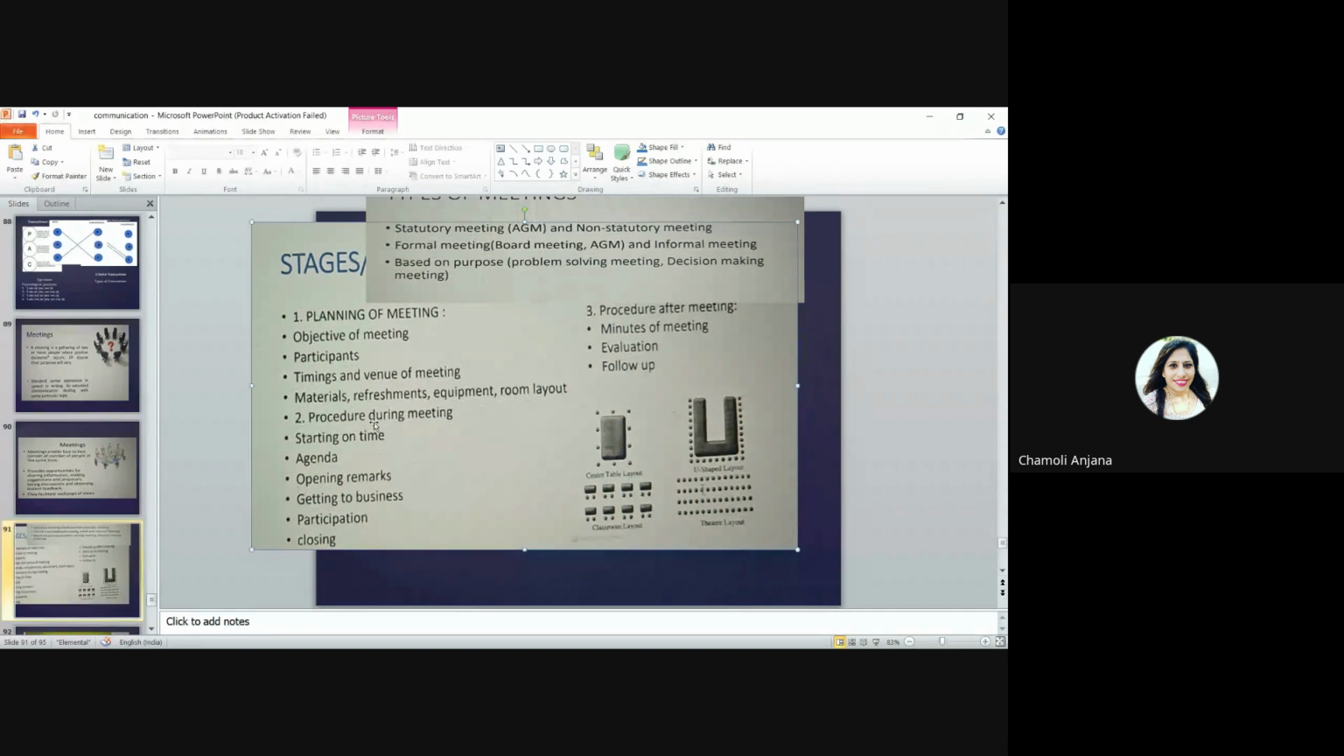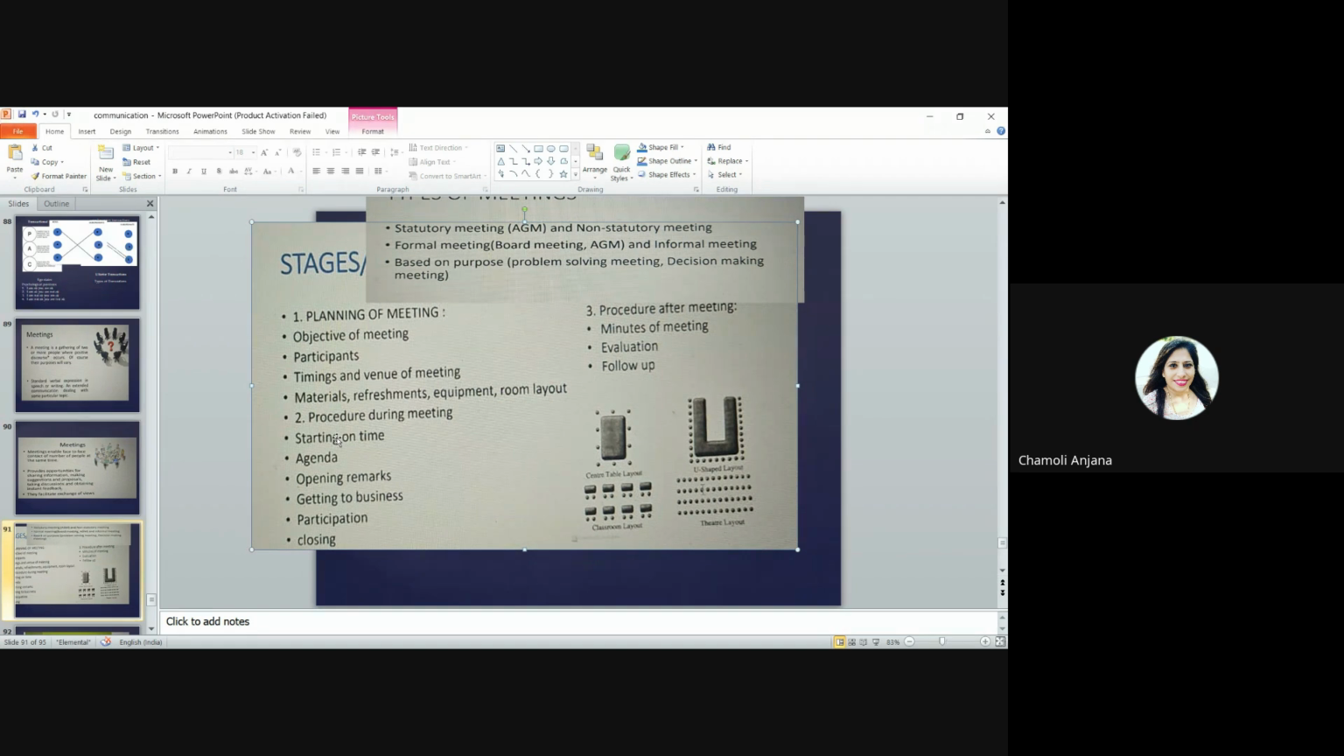Then you have the procedure during the meeting. That means, how does the meeting start? Once all the arrangements are done, the meeting has to start, and it has to start on time. One should not wait for the latecomers. If people come late, it is their problem; they are wrong to come late to the meeting. One should not wait for them, and one should not punish the others who have come on time. So the meeting should always start on time, because one should respect time.